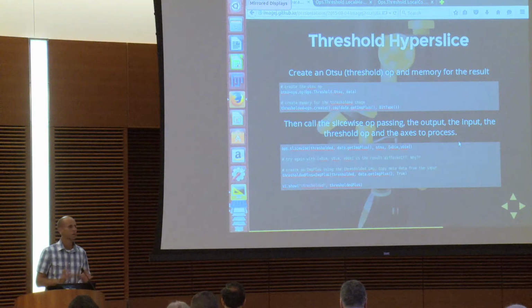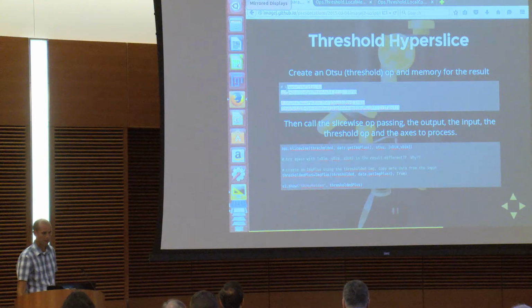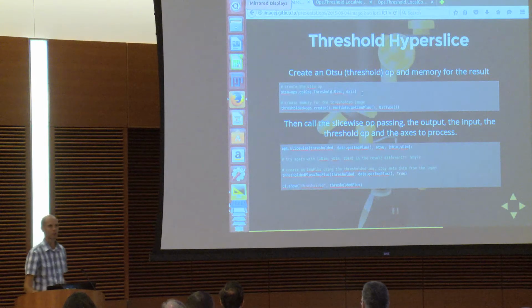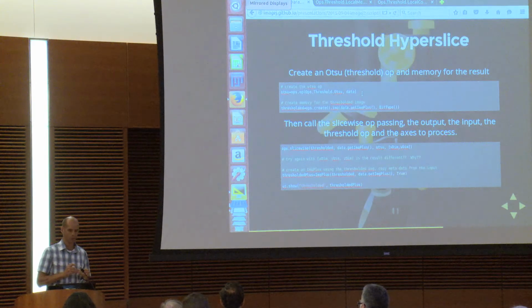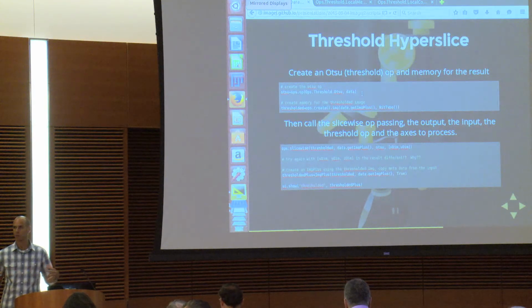Then this is an example of creating an op and passing it to another op. There's a segment of code that creates the Otsu op. Then it actually creates memory for the output. These are going to be used as parameters to a second op. So, Curtis, do you want to maybe explain the difference between computer ops and function ops, and why in this case we're creating memory for the output, but we haven't done that before?